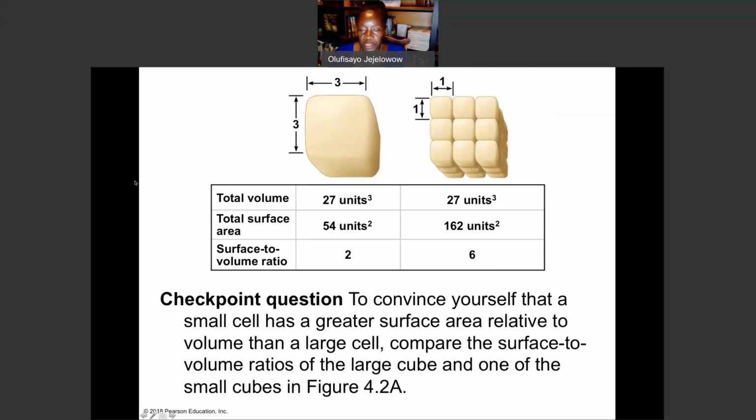So, checkpoint question, please remember to answer and email the questions to me. To convince yourself that a small cell has a greater surface area relative to volume than a larger cell, compare the surface to volume ratio of the larger cube and one of the small cubes in 4.2.